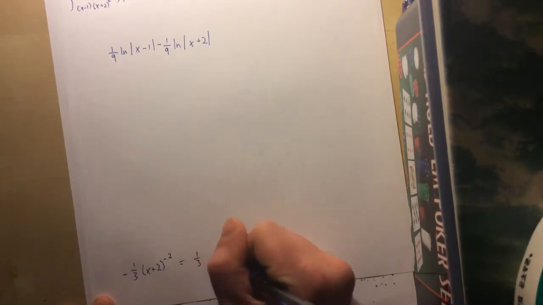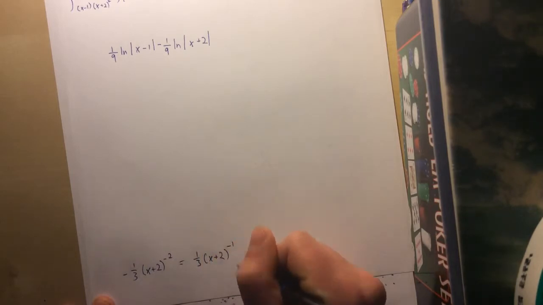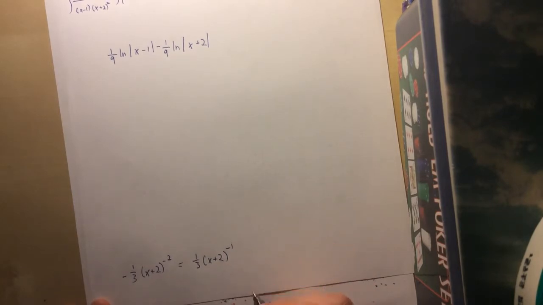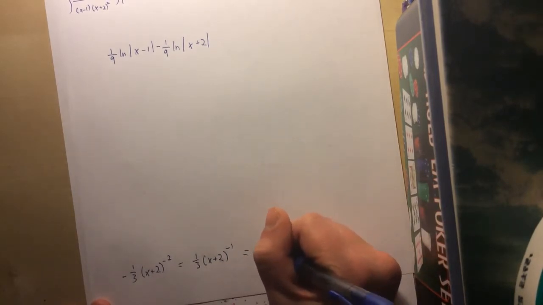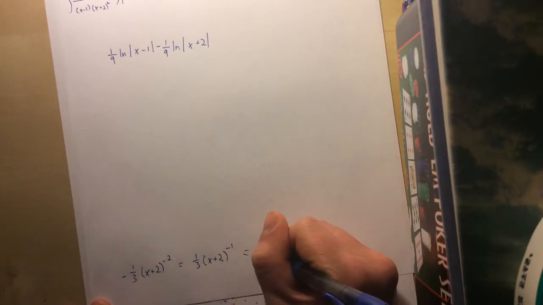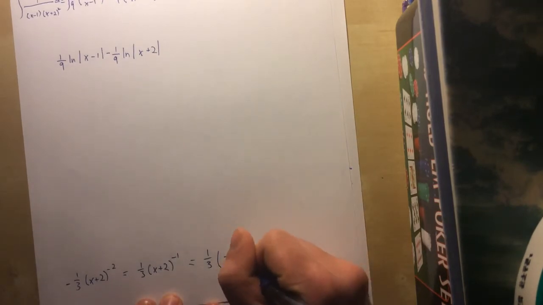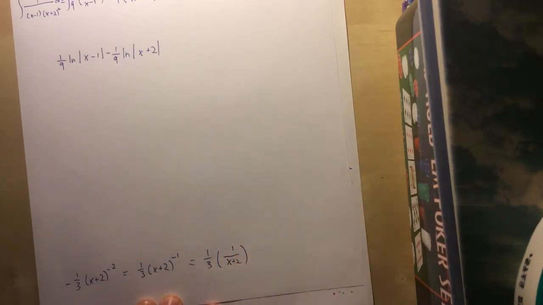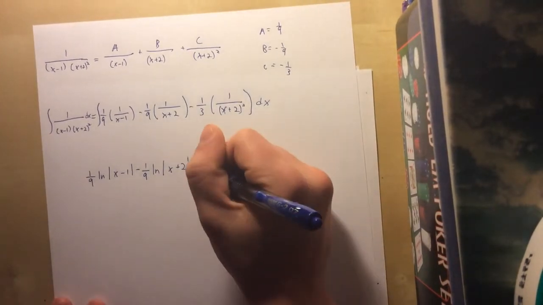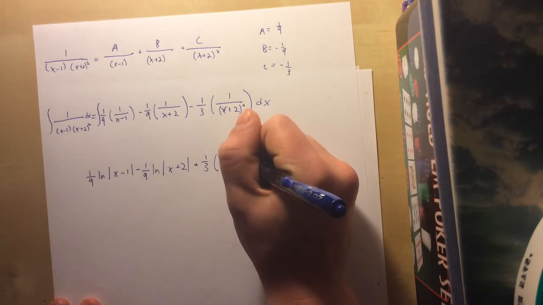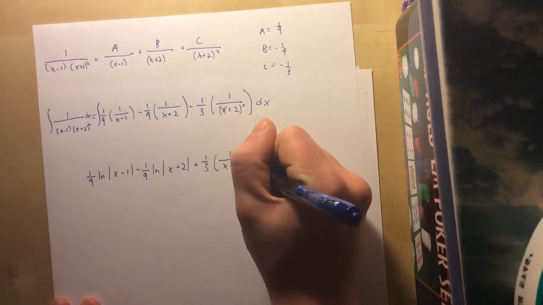So 1/3 times x plus 2 to the negative 1, times the derivative of x, which is just 1, so I'm going to leave that alone. And let's just rewrite that as 1/3 times x plus 2 to the negative 1. That's just 1 over x plus 2. So let's put that up here. And we got 1/3 times 1 over x plus 2.